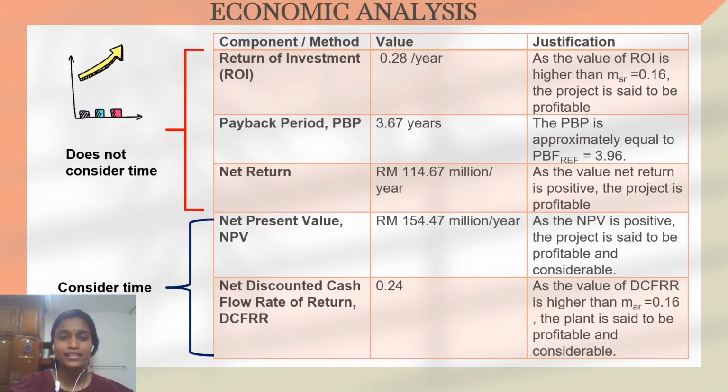The discounted cash flow rate of return, DCFRR, is equivalent to 0.24. Since the value of DCFRR is higher than the MARR, which is equivalent to 0.16, the plant is said to be profitable and also considerable.